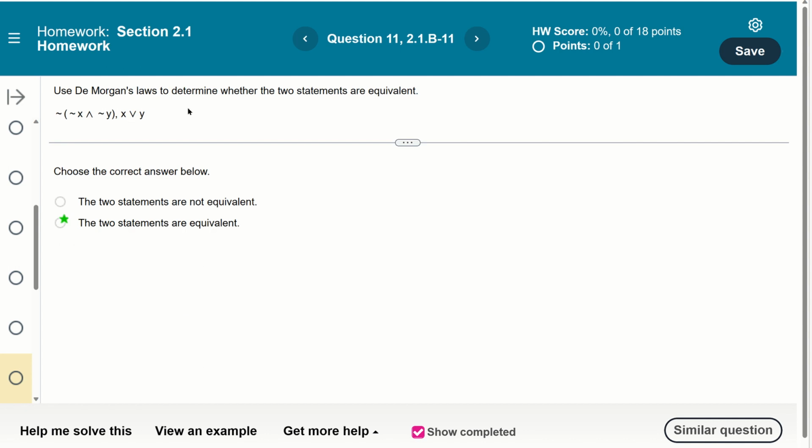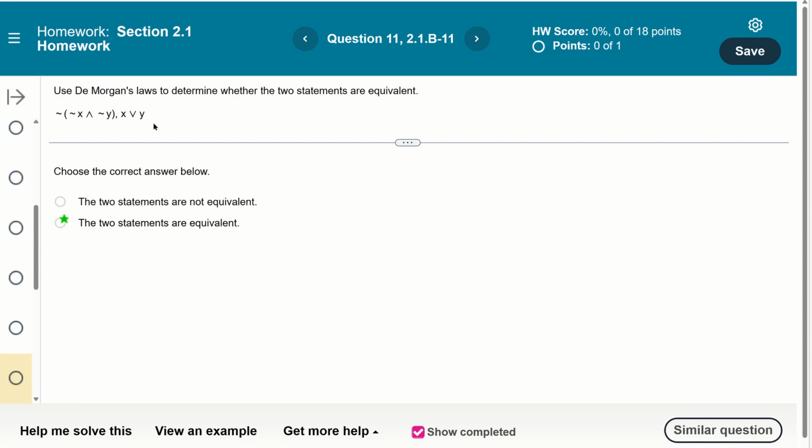Here we have an important rule from logic called De Morgan's law, and it states that the negation of this conjunction, so not x and not y, is the equivalent of x or y. Now, you can actually prove this using a truth table. Let's see how you would go about doing that.